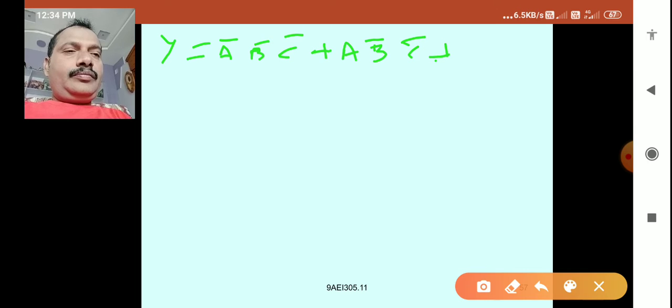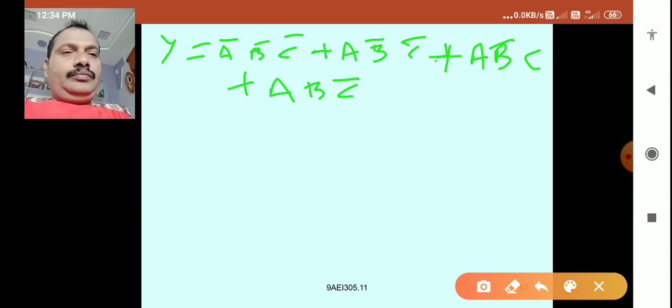Let us consider y equals a bar b bar c bar plus a b bar c bar plus a b bar c plus a b c bar plus a b c. So this is the expression.